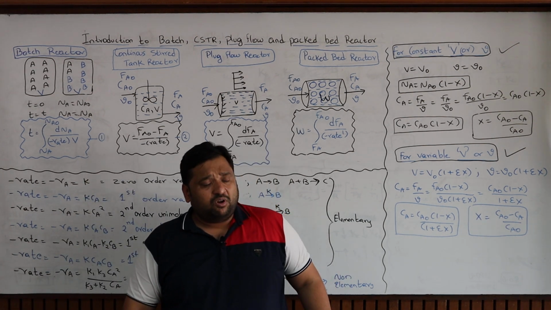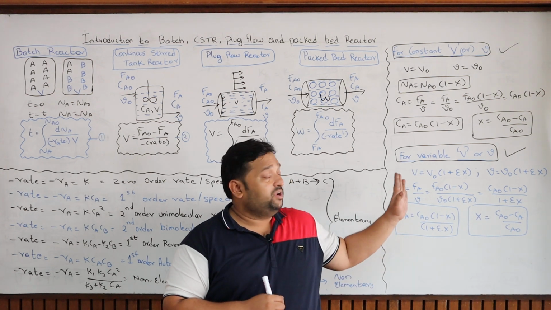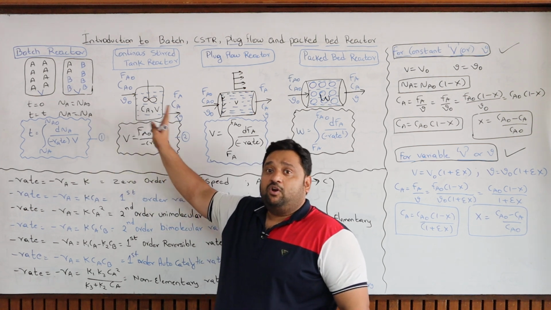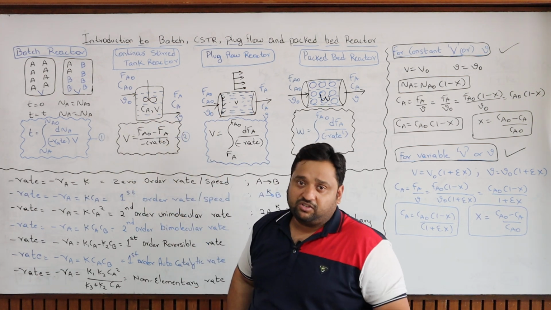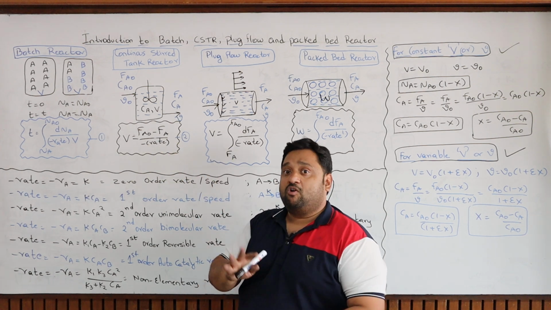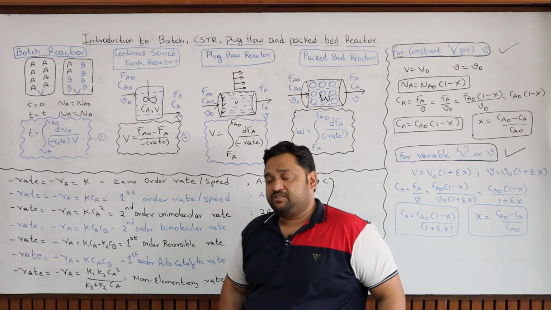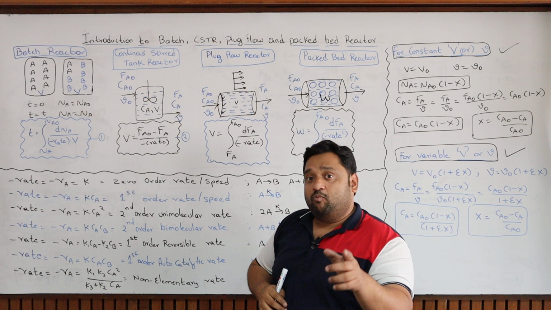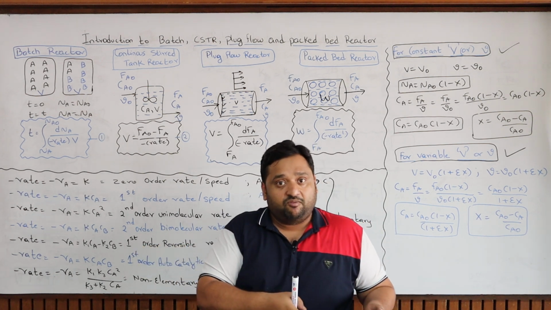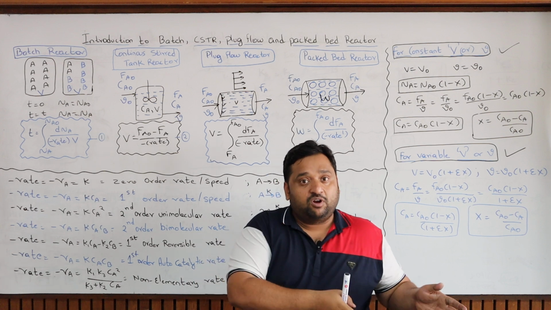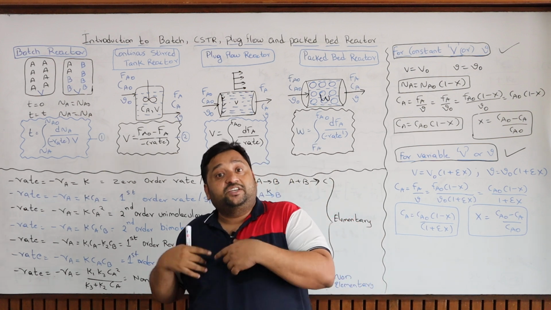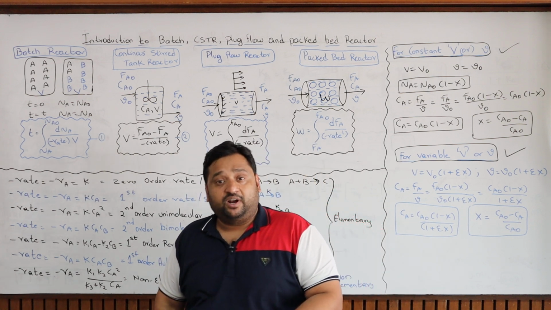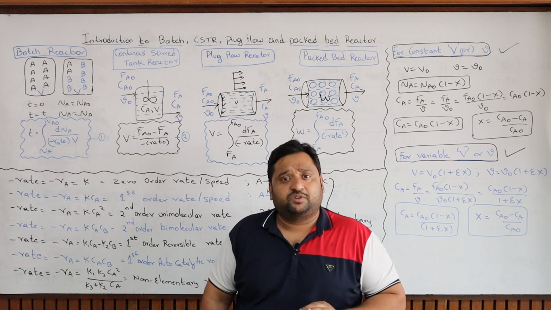And one more extra thing I want to discuss. If I fix the volume, it's called constant volume. If I fix the flow rates, it's called constant volumetric flow rate. As long as volume or volumetric flow rate is constant, that means initial volume is equal to final volume, and initial volumetric flow rate is equal to final volumetric flow rate, there is no issue. If final volume is different from initial volume, and final volumetric flow rate is different from initial volumetric flow rate, a bit more extra expressions will come.